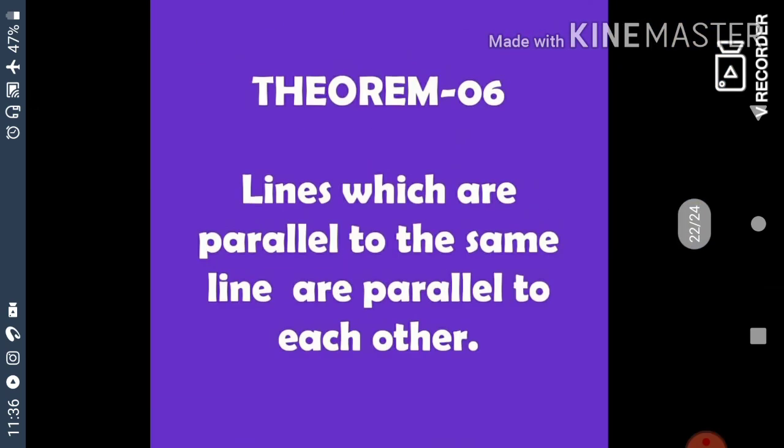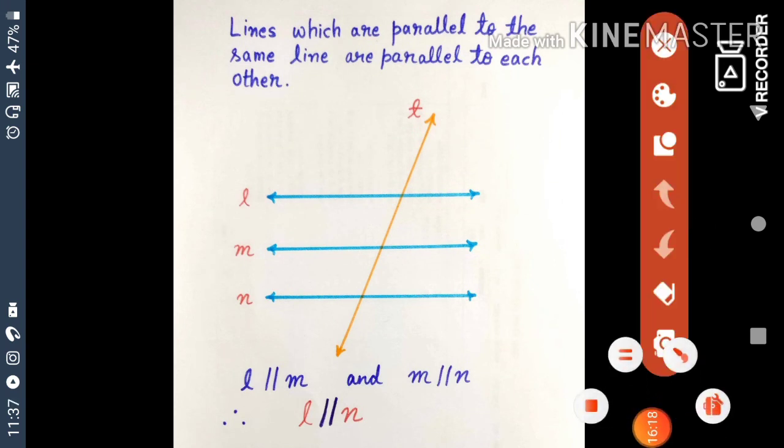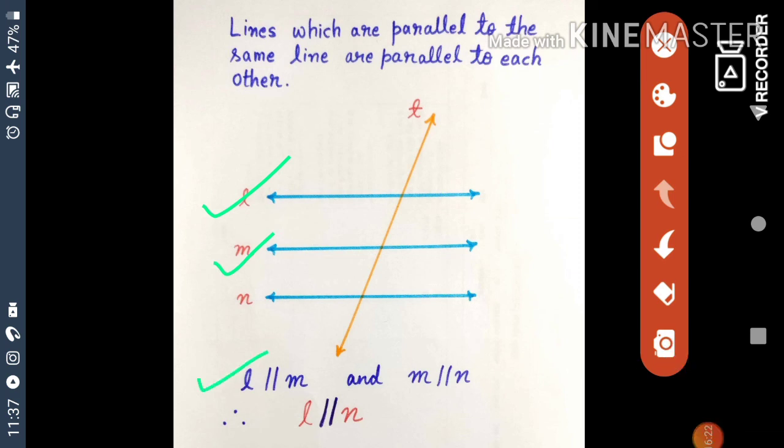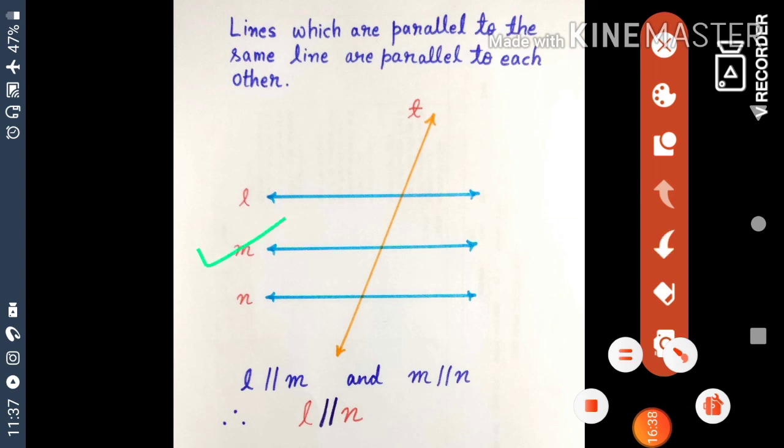Now theorem number 6, last. Lines which are parallel to the same line are parallel to each other. Let's see the diagram. As you can see here, L is parallel to M, and N is also parallel to M. See, L is parallel to M and M is parallel to N. So what is common here? Common is which line? Line M. This is the common line.